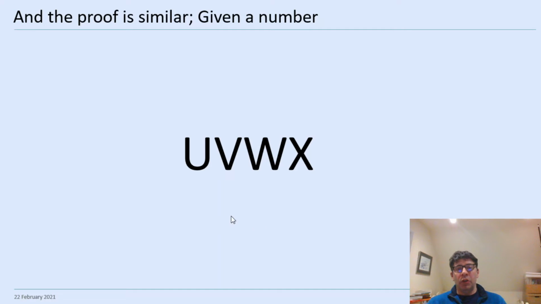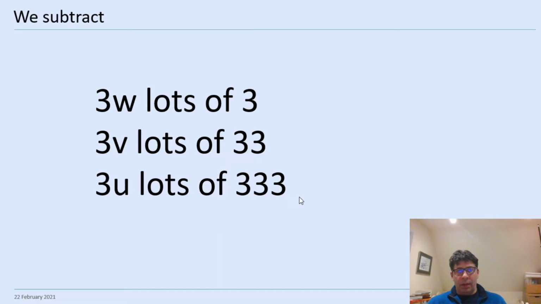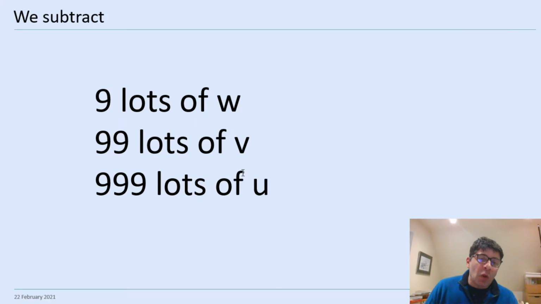So given a number u, v, w, x, here's what we're going to subtract. 3w lots of 3, 3v lots of 33. This is like a big tongue twister. 3u lots of 333. But I wrote it, so I'm responsible, right? So we take away 3w lots of 3, 3v lots of 33, 3u lots of 333, which is the same as taking away 9 lots of w, 99 lots of v, and 999 lots of u.